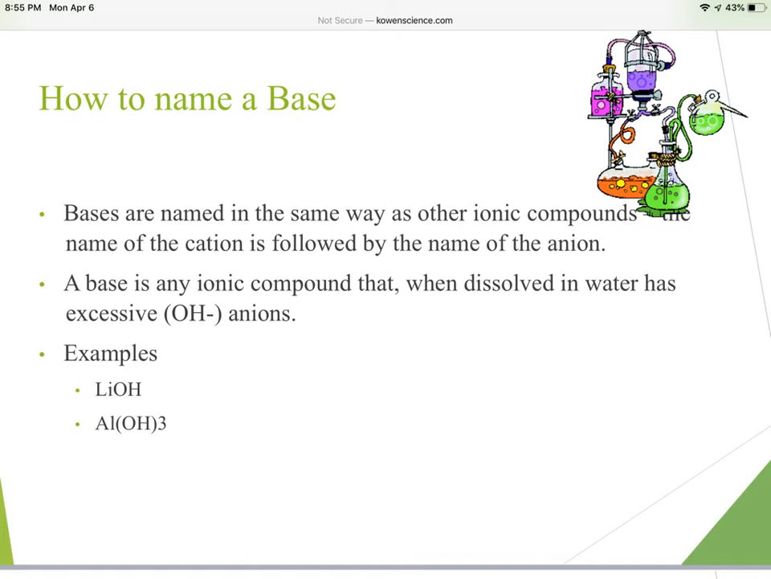However, when you write out your formulas, you are going to have to go back and check your charges. Lithium has a +1, OH has a -1, crisscross. Aluminum has a +3 from the periodic table. OH has a -1, so I'm going to have to put the OH in parentheses, crisscross. You always have to go back and crisscross to write your formulas correctly.